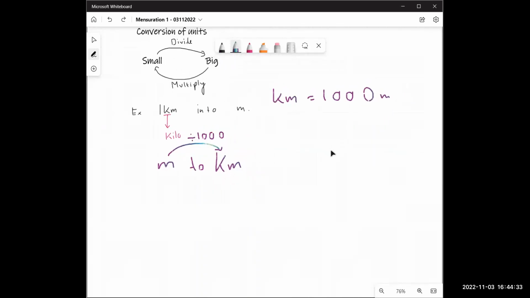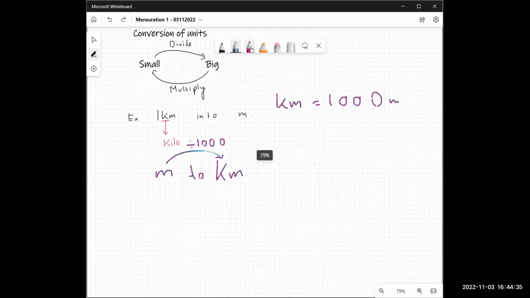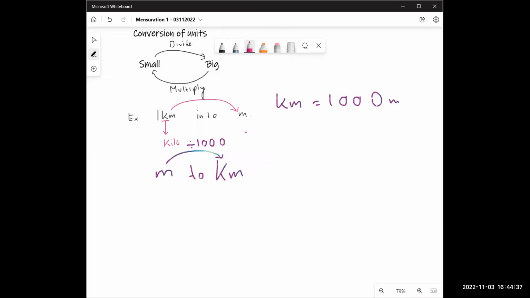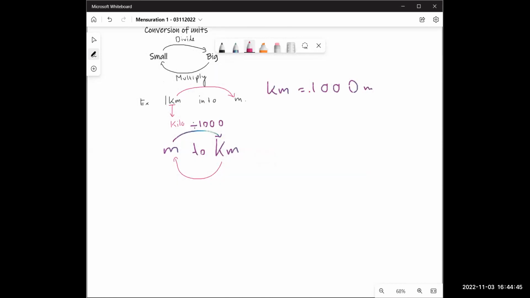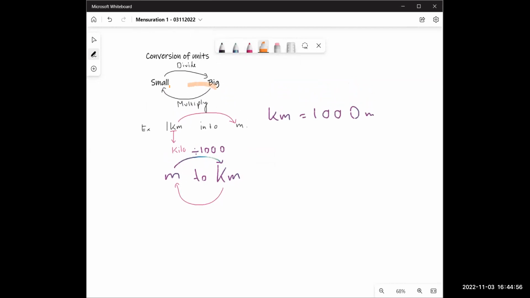But are we going from small to big? They're asking us to go from kilometer to meter. That's big to small. What do I do if I go big to small? Multiply. Look, big to small, I'm going like this, so I multiply. All I have to do is multiply with 1000. It will always work like this.